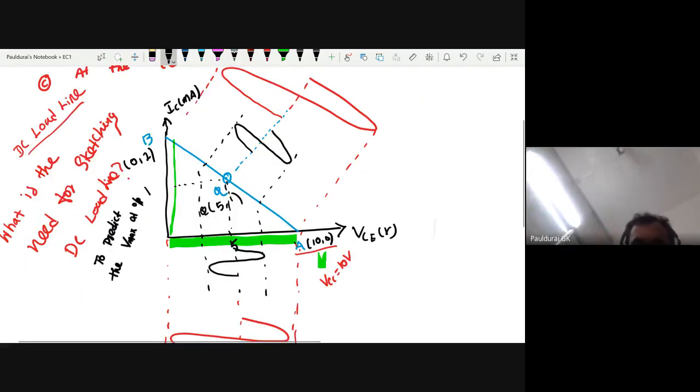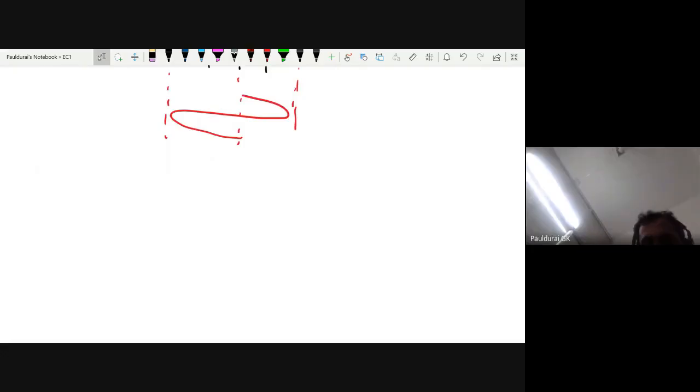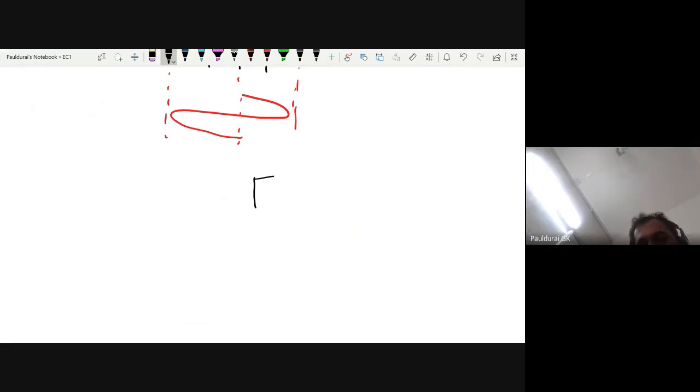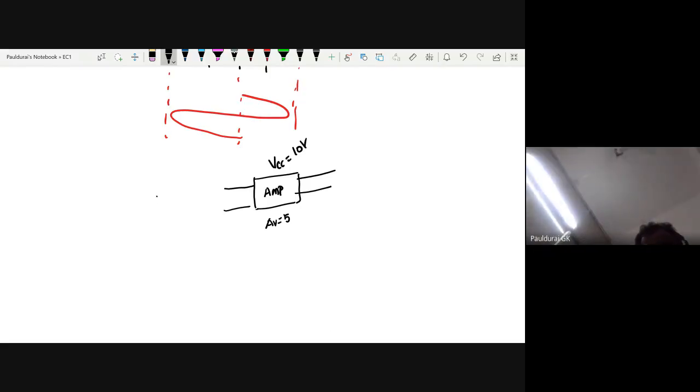To understand in a better way, now take this problem. Assume this is an amplifier. I don't want to sketch the amplifier, just put it in a black box. Assume the biasing voltage of 10 volt. And the voltage gain, assume some 5. And I am giving the signal like this, peak to peak 1 volt, minus 1 to 1. So peak to peak 2 volt.